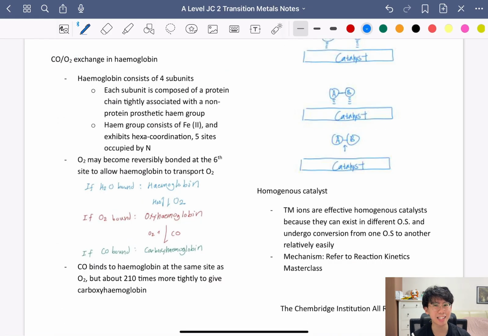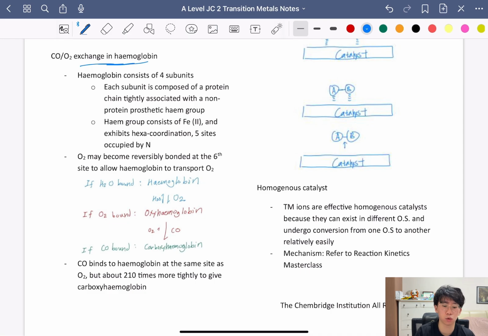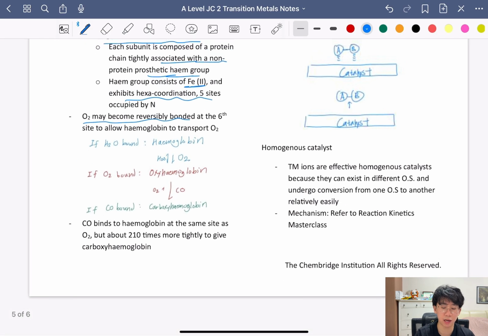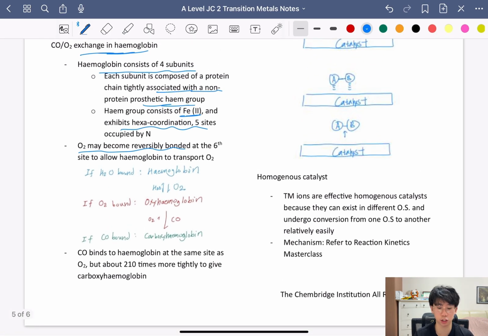Another classic case of a ligand exchange reaction is the exchange of CO/O2 in hemoglobin. Hemoglobin consists of 4 subunits, and each subunit we know is composed of a protein chain tightly associated with a non-protein prosthetic heme group. Now this heme group contains a Fe2+, which is the transition metal that we are talking about, and it exhibits a hexa coordination with 5 sites occupied by N. Now this last site is reversibly bonded with O2 and it allows hemoglobin to do a transport of oxygen.